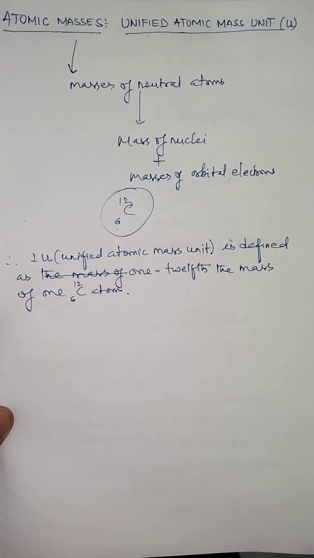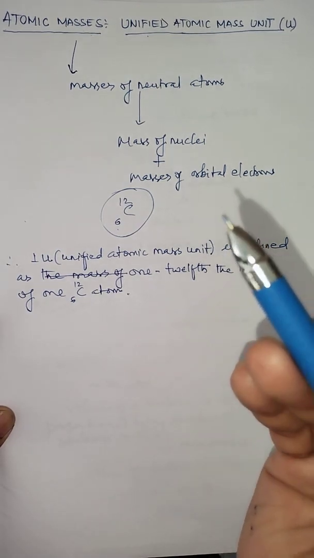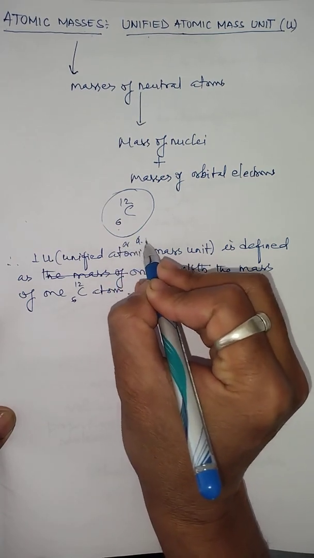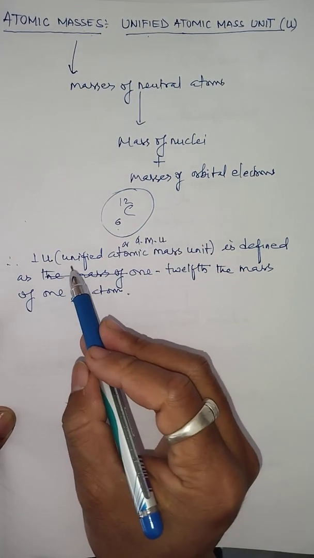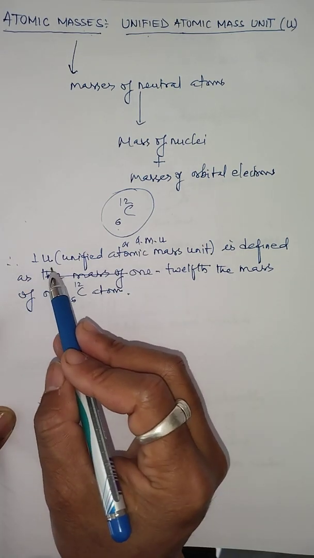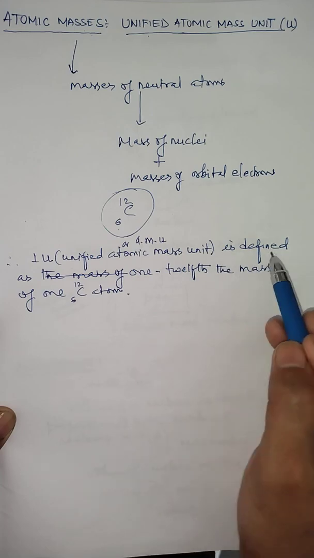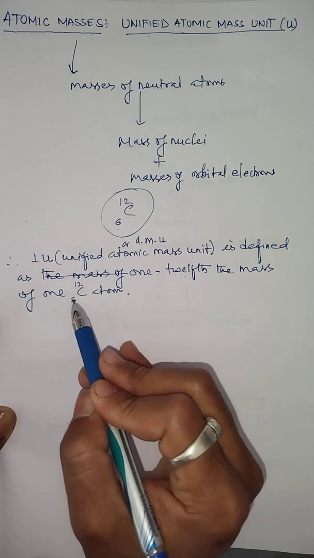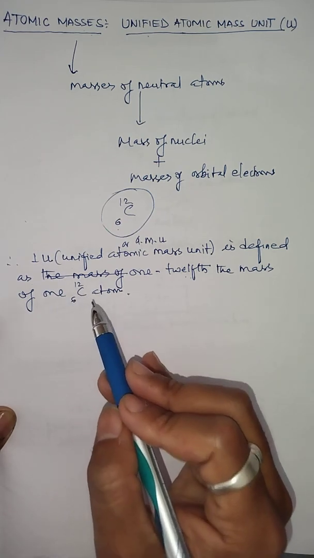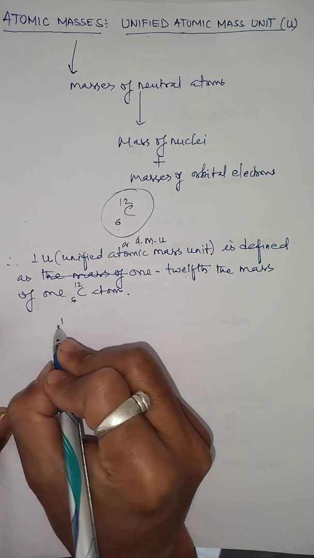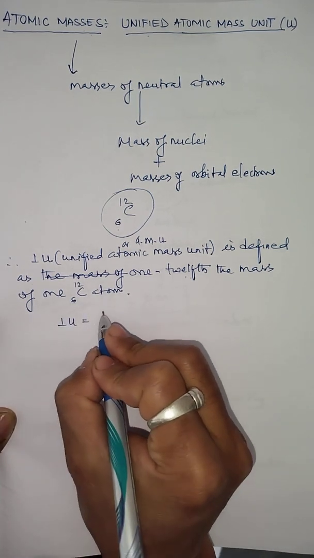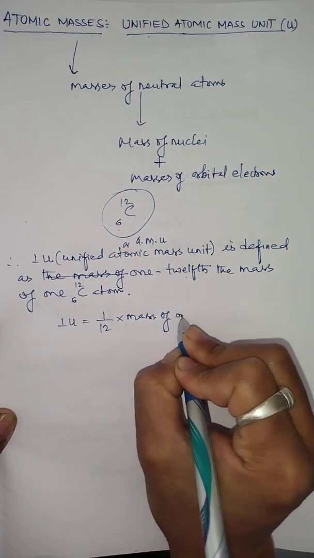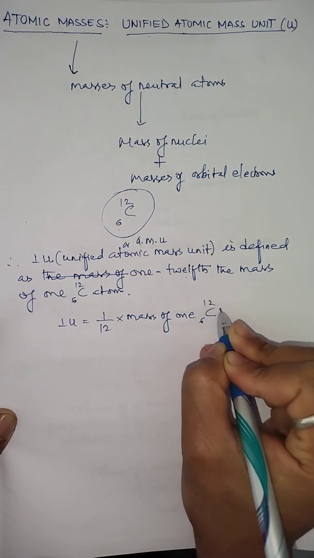Mass number. And children, this unified atomic mass unit, expressed by small letter u, is also simply called atomic mass unit. You have learned this as AMU, but we also call it unified atomic mass unit, symbolized 1 u. This one unified atomic mass unit is defined as 1/12, that is 1 by 12, the mass of one C-12 atom. C-12 is the carbon atom, which means we write 1 u, one unified atomic mass unit, is always 1 by 12 into the mass of one carbon C-12 atom.